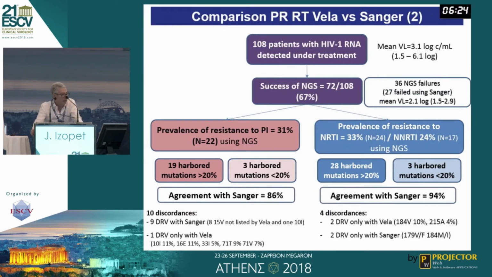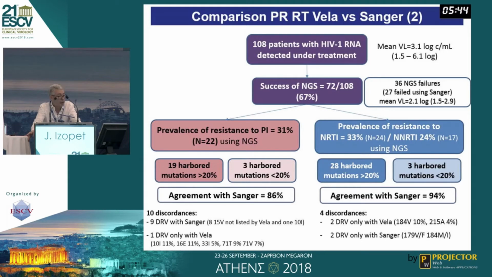Regarding pre-treated patients, the viral load was 3 log copies per ml, so the viral load was lower. The success rate of NGS was 67%. There were 36 NGS failures, but 20 of these samples had also experienced a failure using Sanger. The mean viral load in these failures was 2.1 log copies per ml. The prevalence of resistance to PI was 31%, and there was an agreement with Sanger of 86%.